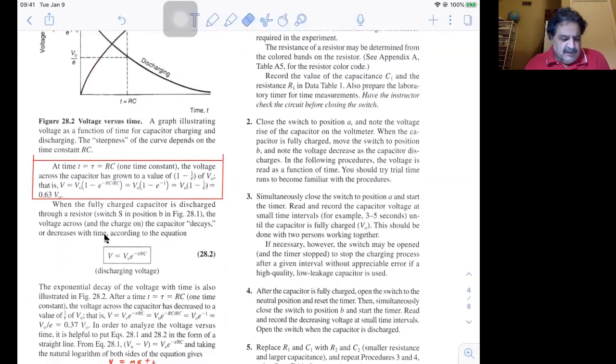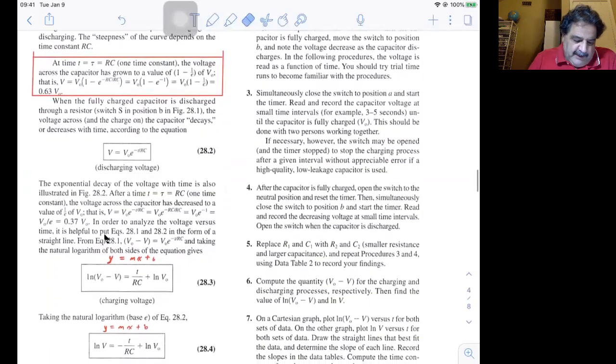At time t equals tau equals RC, one time constant, the voltage across the capacitor has grown to a value of 1 minus 1 over e of V0. That is V equals V0 times (1 minus e to the minus RC over RC), which is V0 times (1 minus e to the minus 1), which is V0 times (1 minus 1 over e), and that equals 0.63 times V0. So you're at 63% of whatever V0 is.